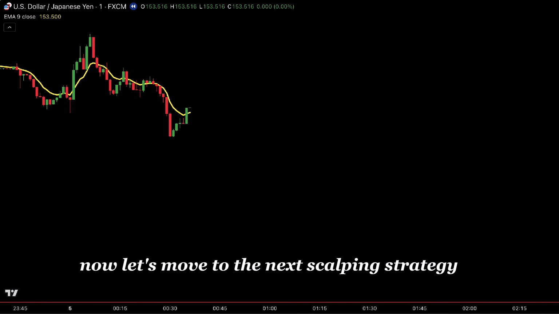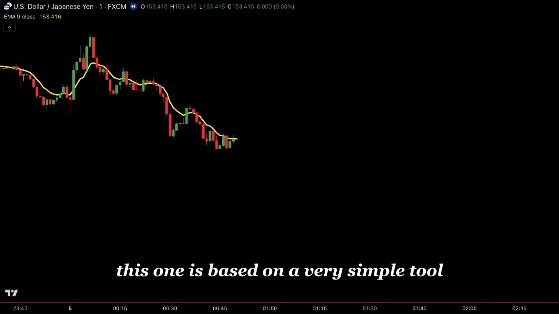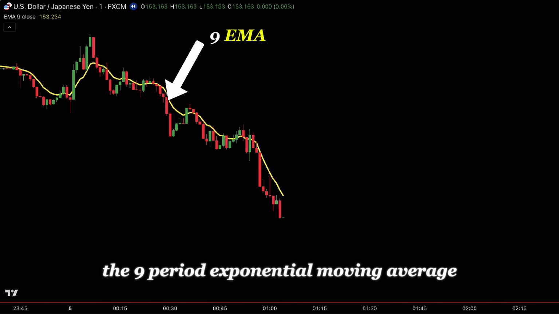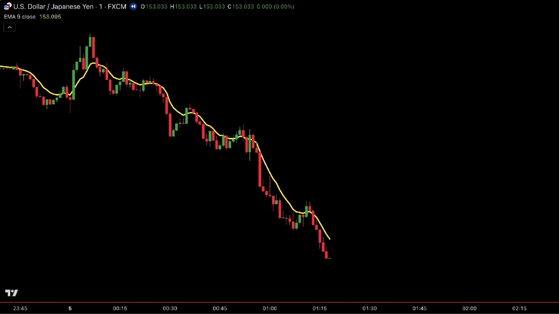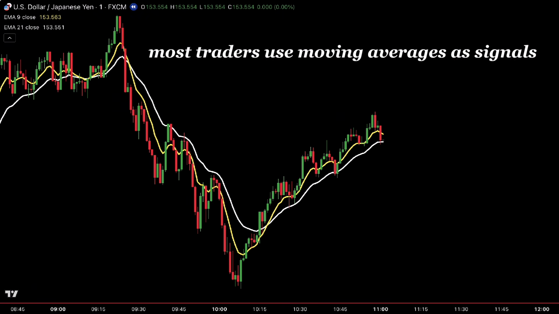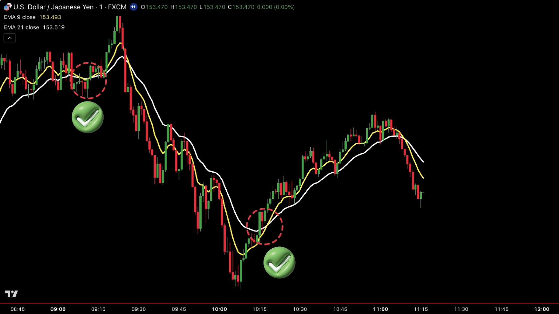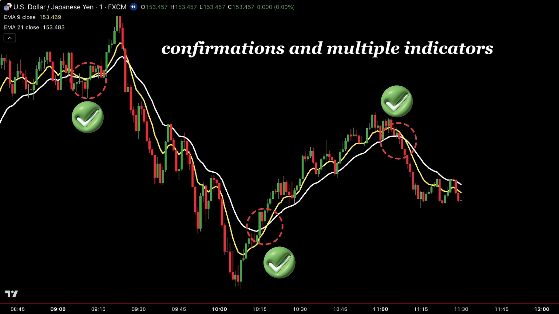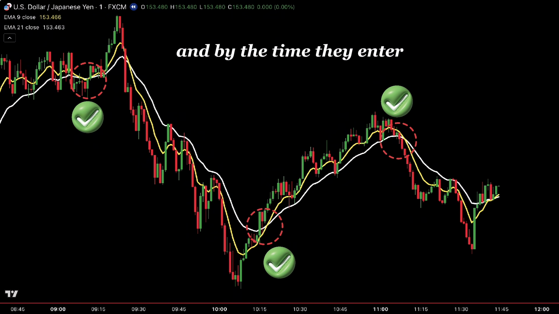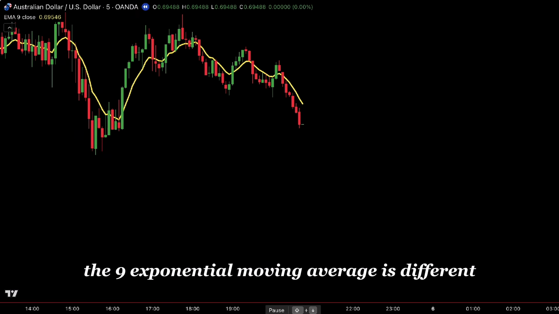Now let's move to the next scalping strategy. This one is based on a very simple tool, the 9-period exponential moving average. But here's the important part. Most traders use moving averages as signals. They wait for crossovers, confirmations, and multiple indicators, and by the time they enter, the move is already over. The 9 exponential moving average is different.